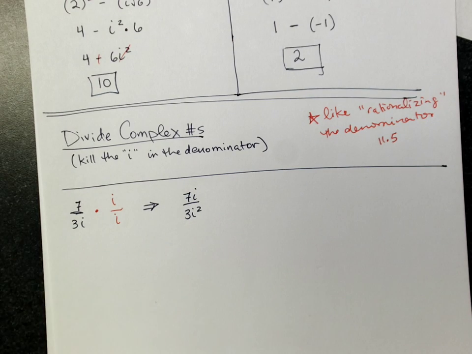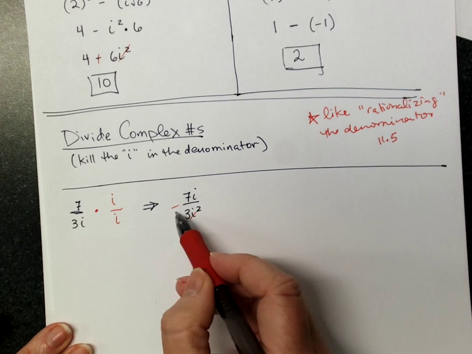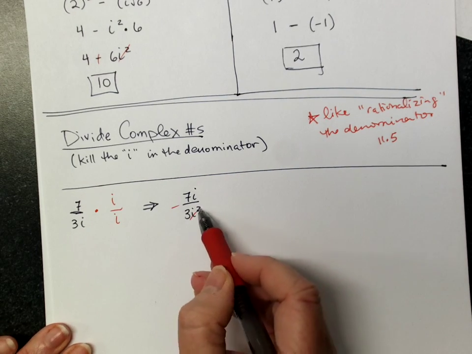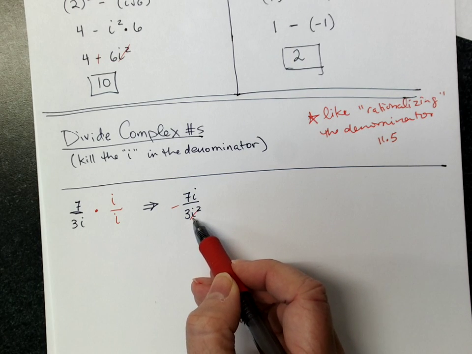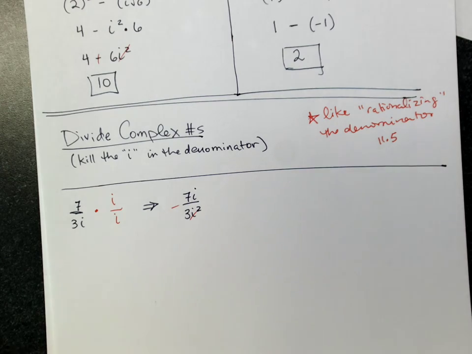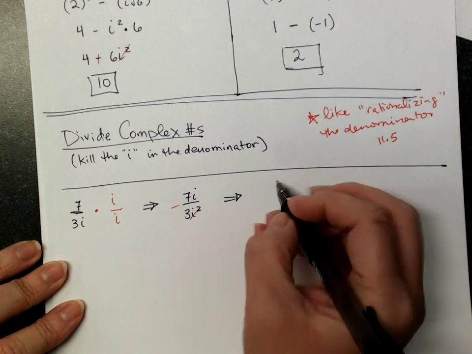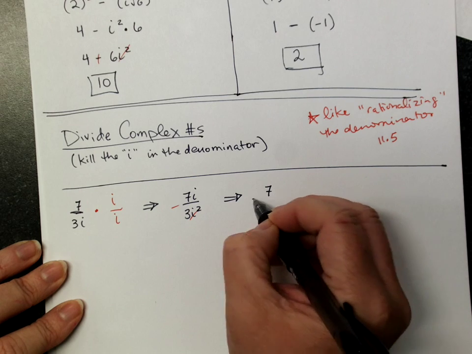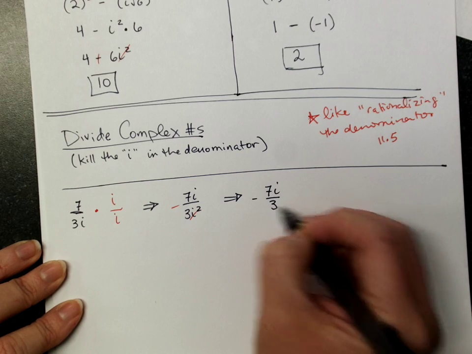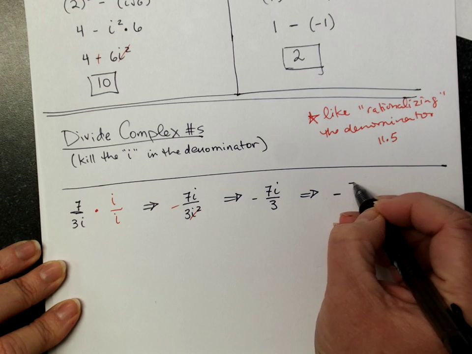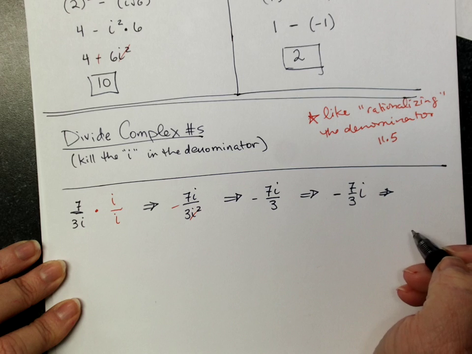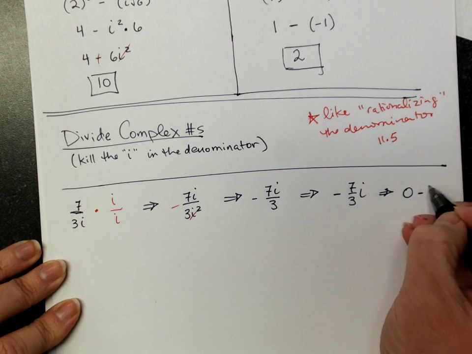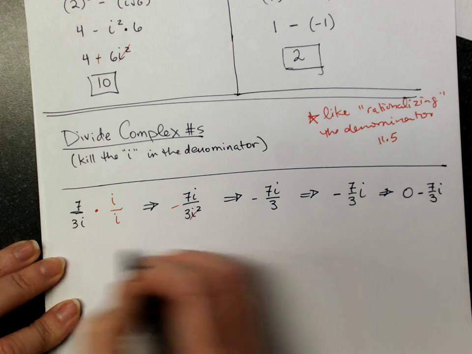What happens to that i squared? So basically, if this were negative, we'd make it positive. It was positive, so we make it negative. The i squared cancels out on the bottom, becomes 3 times negative 1. Well, that's negative 3. We can just throw the negative out front. So this division problem is completed with negative 7i over 3. This can also be written as negative 7/3 i. In fact, if you were asked to write it in complex number form, you should write it as 0 minus 7/3 i.